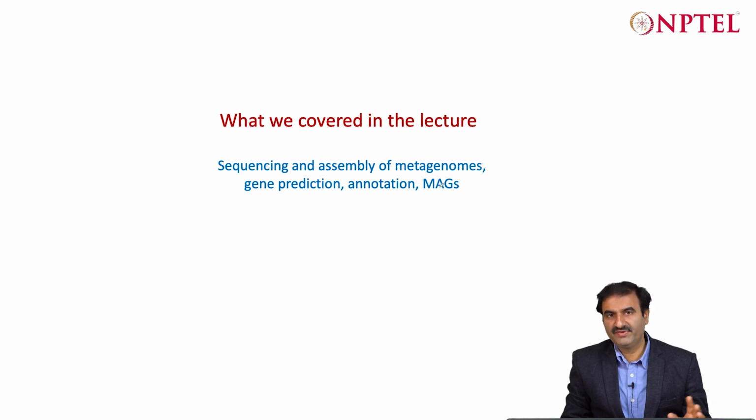So at the end, in this lecture, we followed up with the sequencing, assembly and gene prediction that we did in the last part of this lecture, and we concluded with the methods that are used for the functional annotation of the genes that we predicted, partial genes and complete genes, and what MAGs are, how they are constructed, and how their functional annotation is done. So this is good for today.